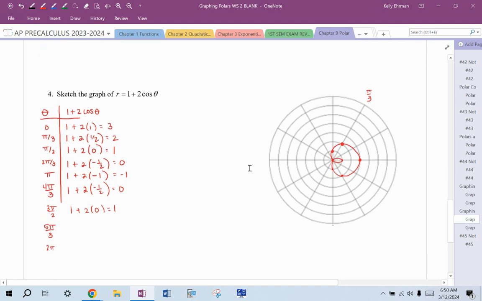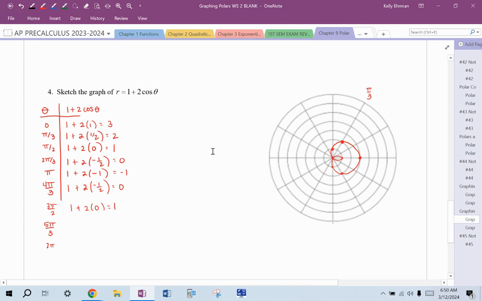All right, hopefully you're getting more comfortable with these graphs. Remember, it's just sort of about plug and chug, pick some nice numbers and plug them in, see what you get.